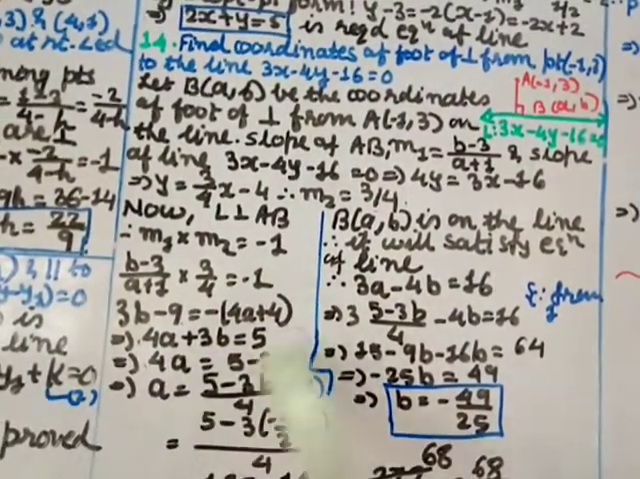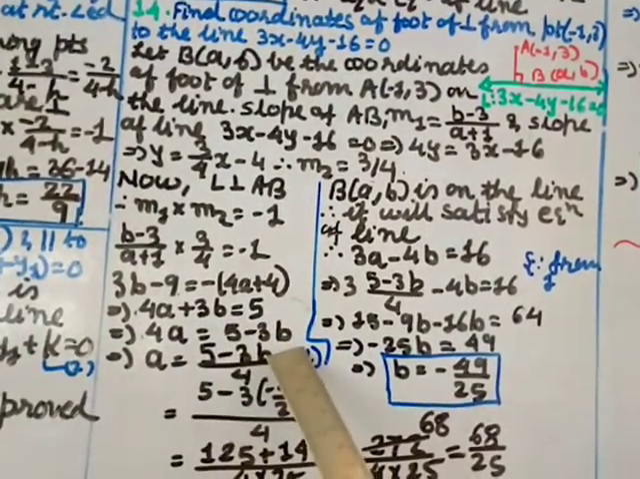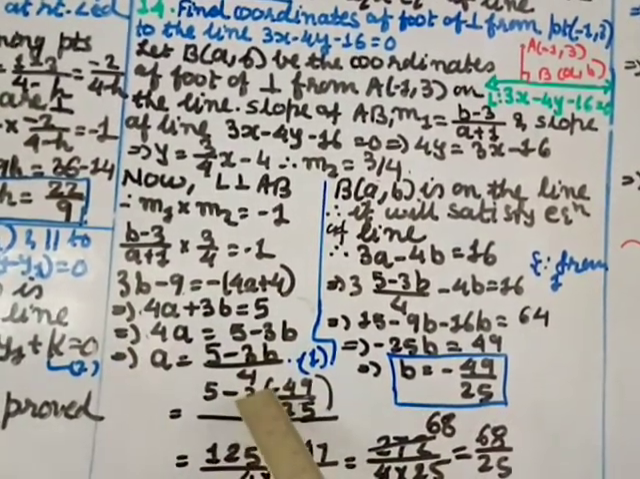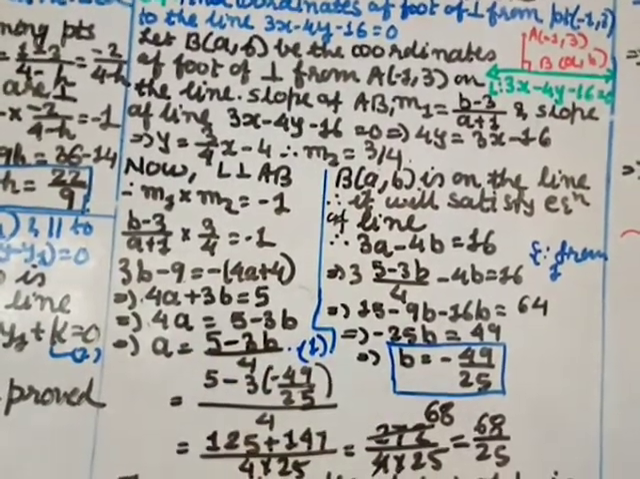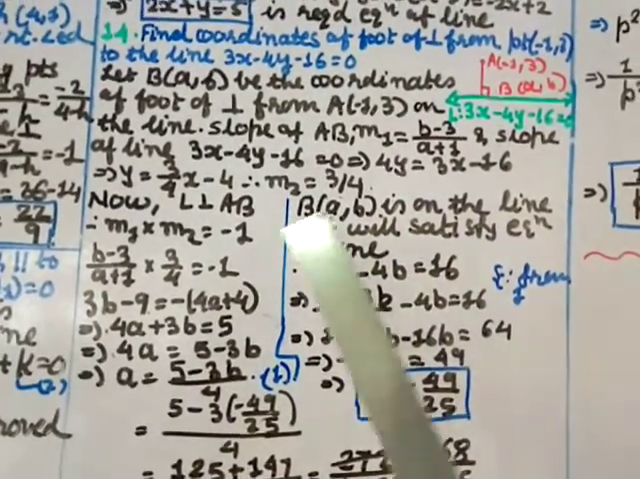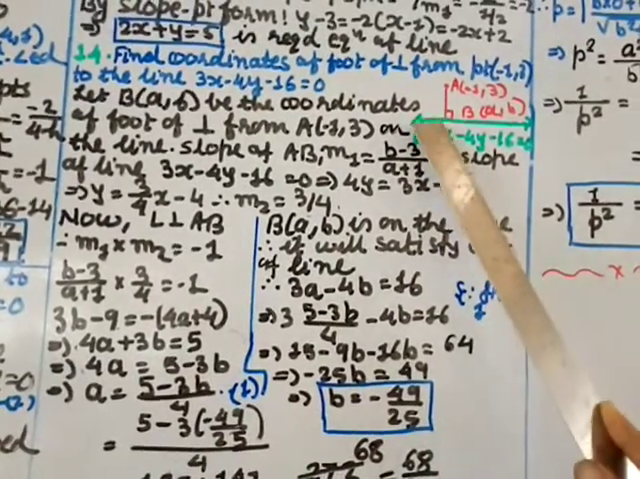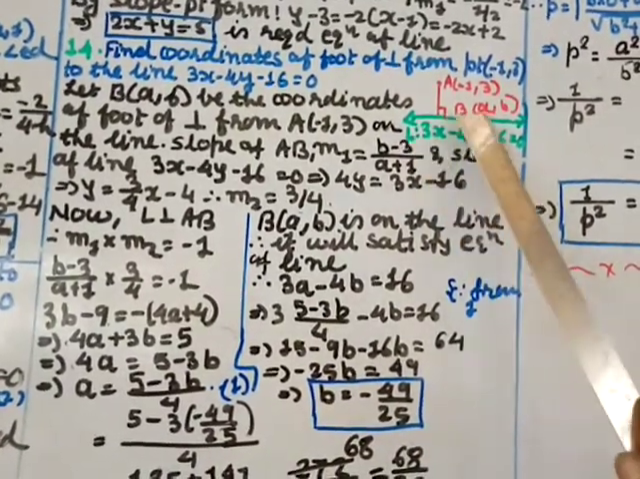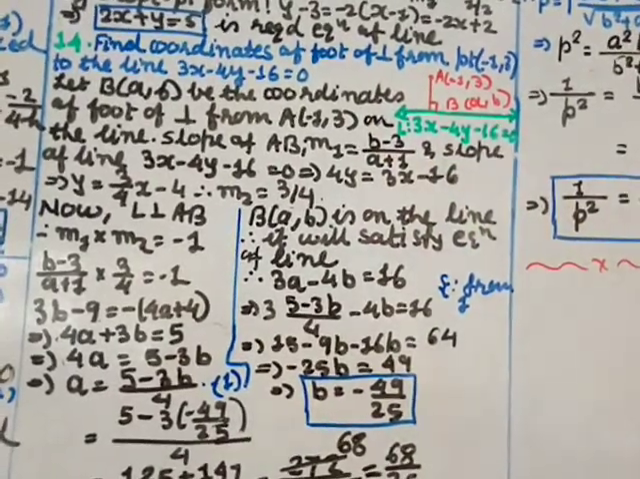From here I'll find the value of a. Transfer 3b here, so 5 minus 3b. The 4 you transfer will go in the denominator, so the value of a is (5 minus 3b) by 4. Call it number 1. Now the point (a, b) is on the line. This is also given, therefore it will satisfy the equation of the line. So instead of x you put a, instead of y you put b.